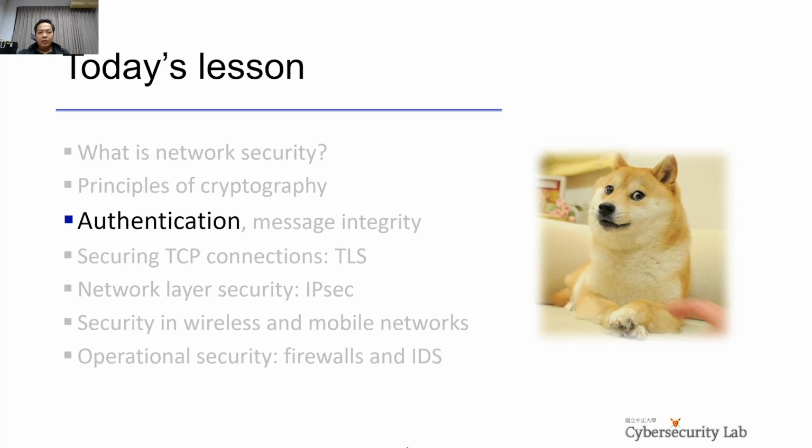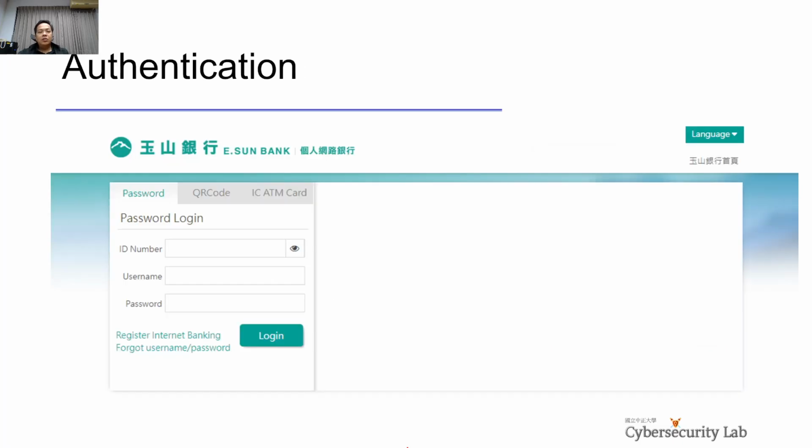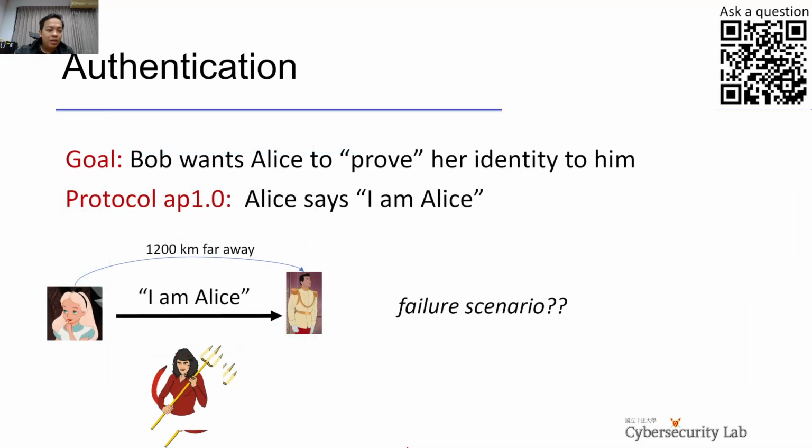Okay, after we have the encryption algorithm, we can support authentication and message integrity checks. Authentication is a very famous function and you see it everywhere. For example, you can go to the bank, log in with your username and password, and transfer money to another person. That's called authentication. The goal is that the receiver wants to know the sender is proving their identity. If Alice wants to send a message to Bob, Bob needs to know the sender is Alice, not someone else.